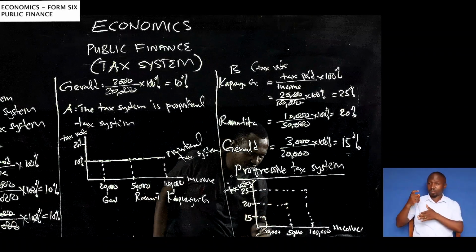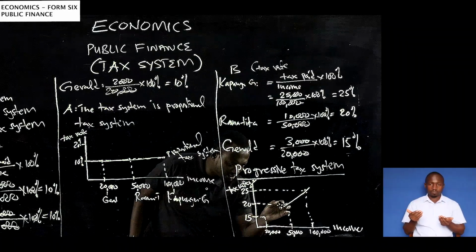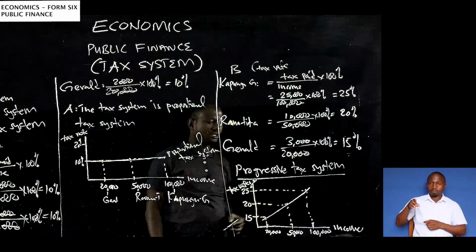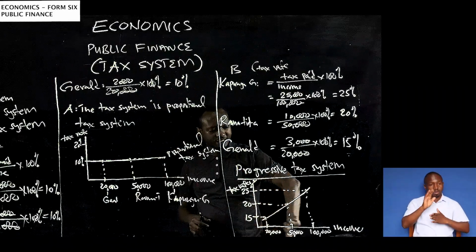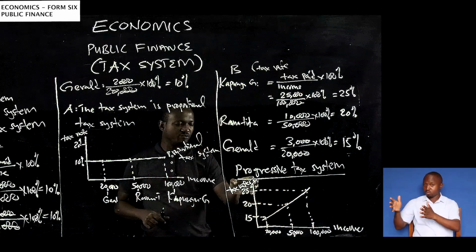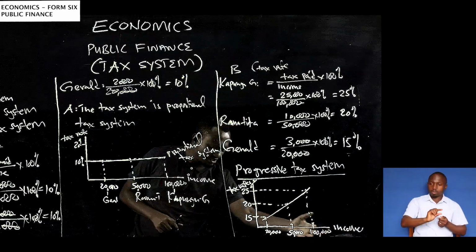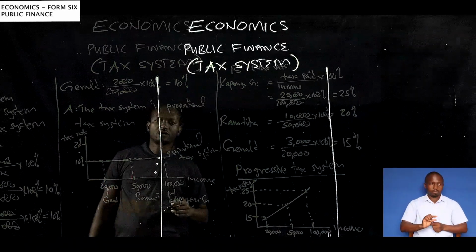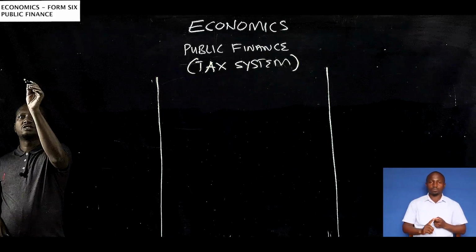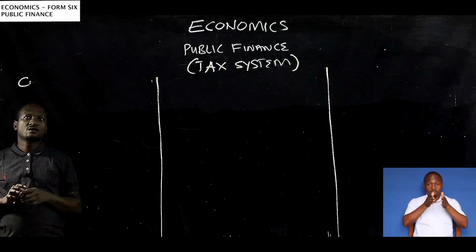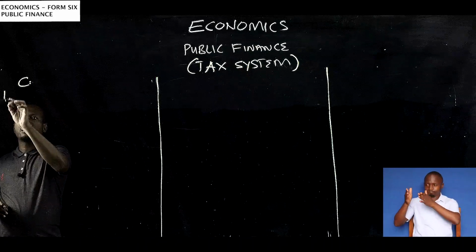25% of tax. So the progressive tax system is like this. The tax rate is high when the income is increasing, and the tax rate will be low when the income is decreasing. Okay, let's see column C. Let's start with Mr. Kapungu.